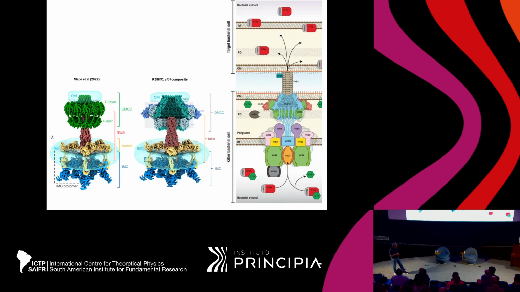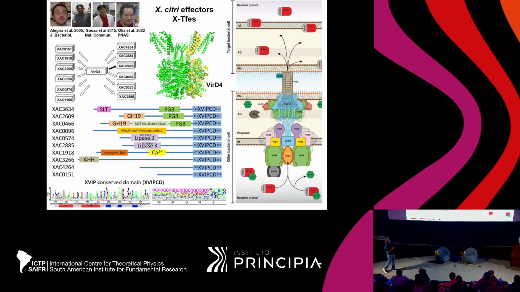And it is required for recognition by a protein that's not found in this model here, which is called VirD4, which is called a coupling protein. It's an ATPase, and it is responsible in all of these type 4 secretion systems for selecting what is going to be secreted. So we're trying to understand how this occurs. So here, this is basically from an old study of ours, actually our first paper, where we showed that the VirD4 protein interacts with a group of proteins that are coded in the Xanthomonas citri genome, all of them have this C-terminal XVIPCD domain.